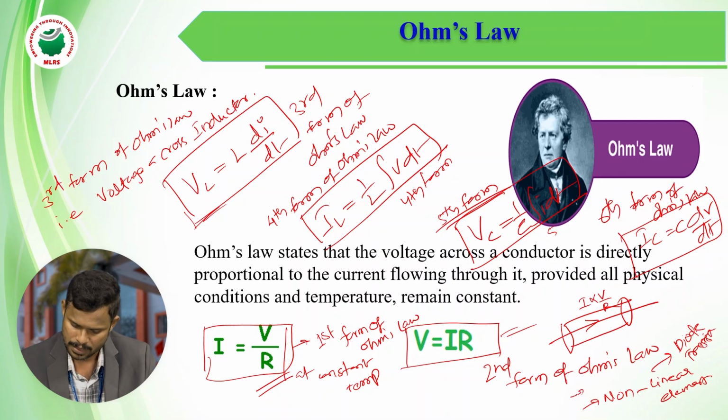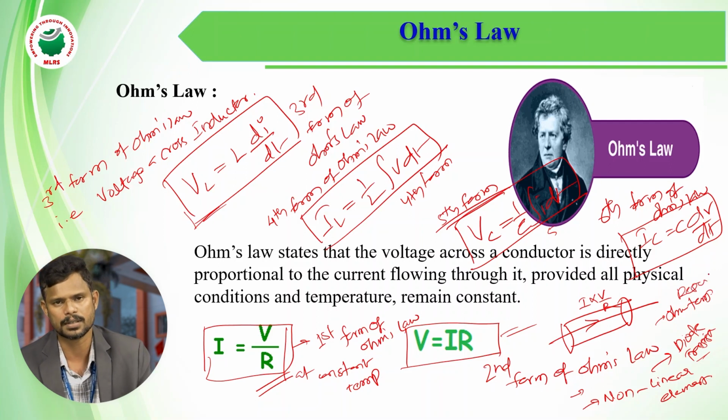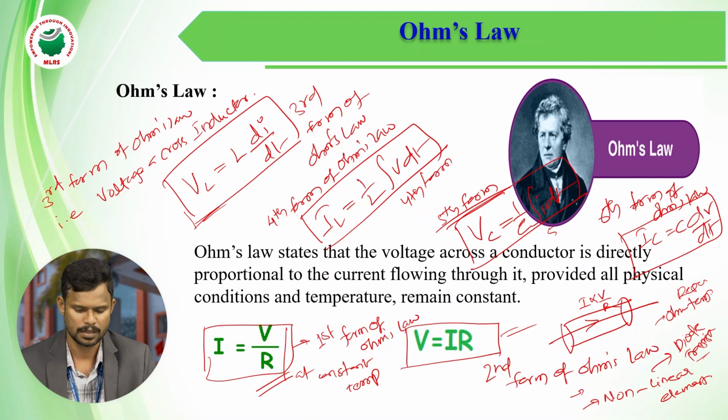And the second one is that for unilateral elements we also cannot apply Ohm's law. The same examples, diodes and transistors, are unilateral elements. And Ohm's law is applicable only when the temperature is constant and the resistor value is constant. When the resistor value is constant, then only can we apply Ohm's law. These are the limitations of Ohm's law.